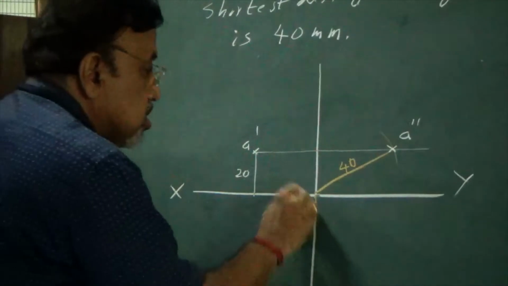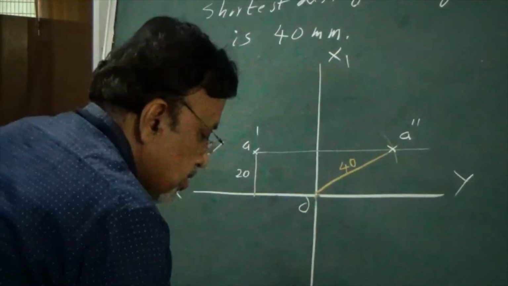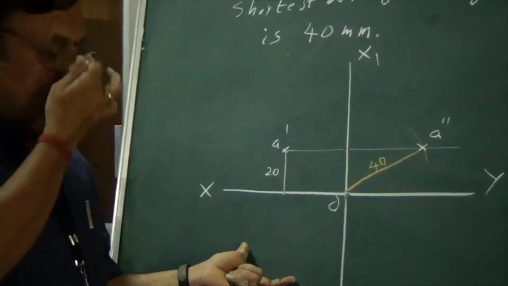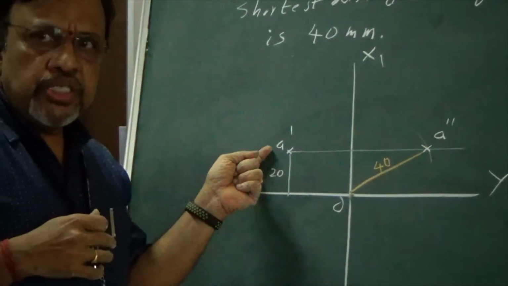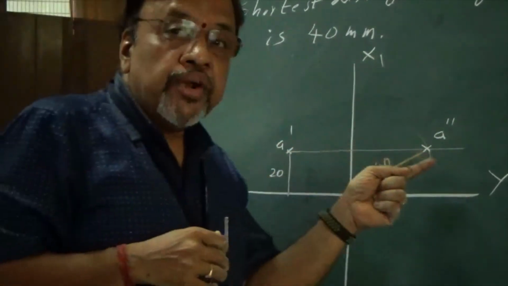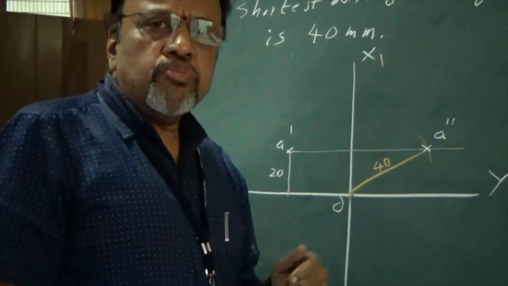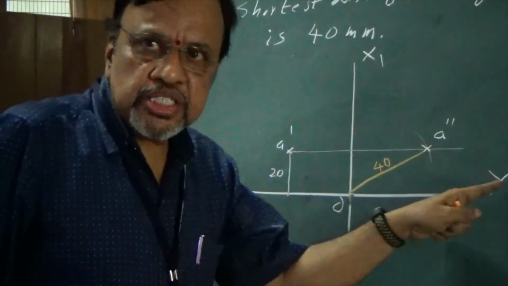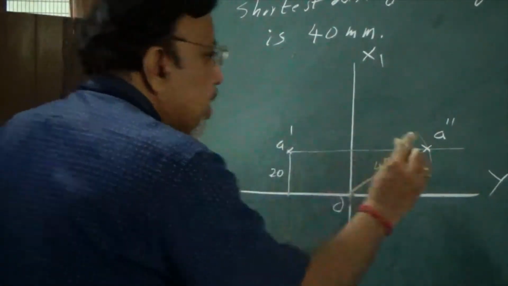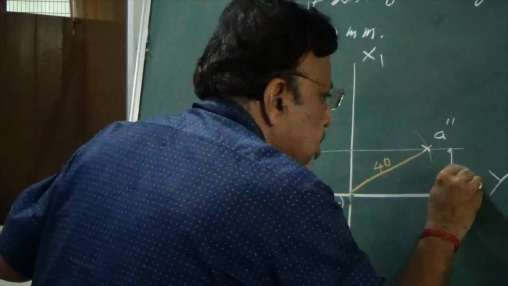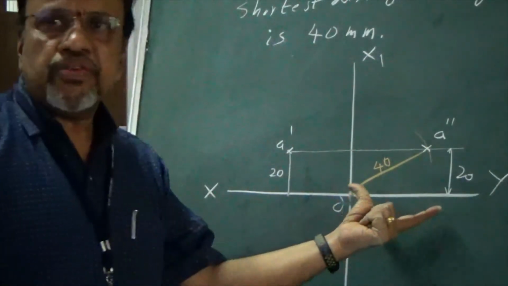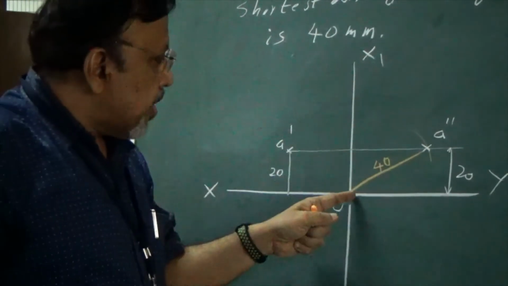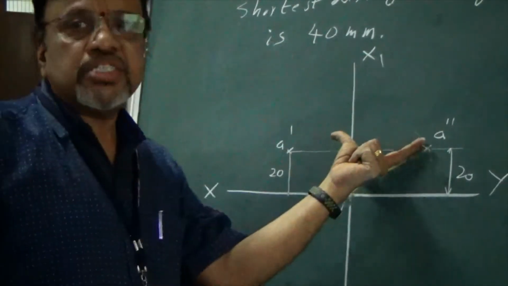Remember, I was telling you that in the top view, we see VP details. In the front view, we see HP details. But in the side view, we see both. What do I mean by both? OY corresponds to the HP distance or HP details. That is the reason we have this 20. This OY represents HP itself, whereas this distance with reference to OX1 corresponds to the VP distance.